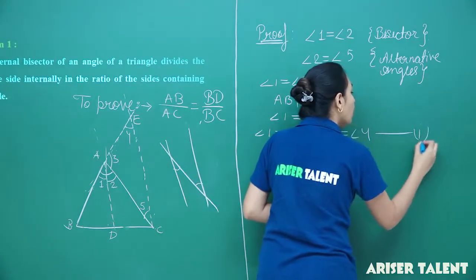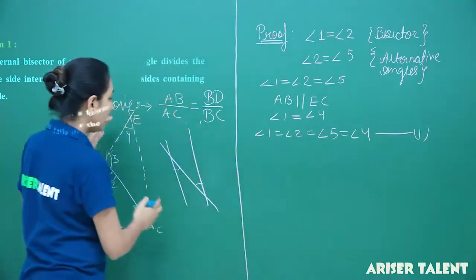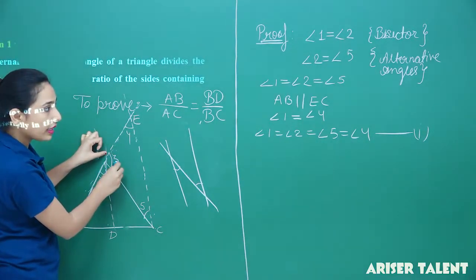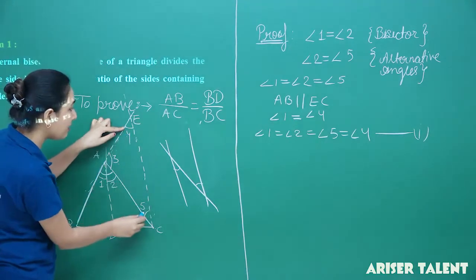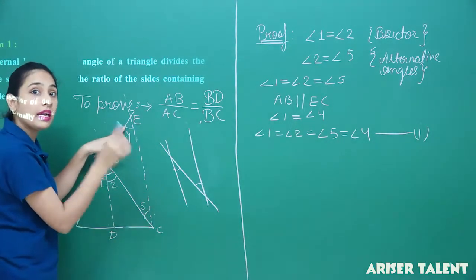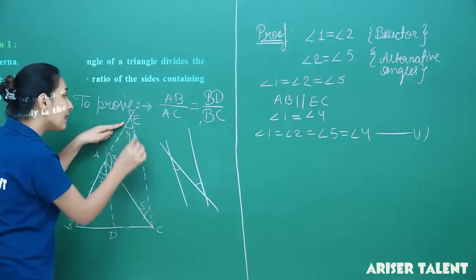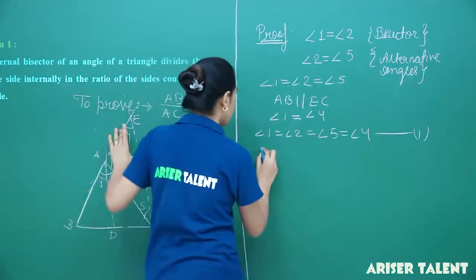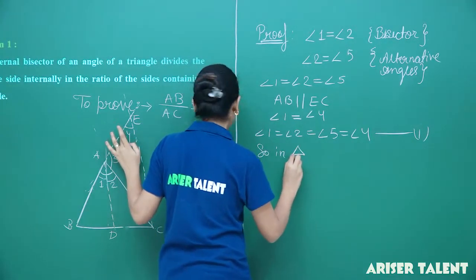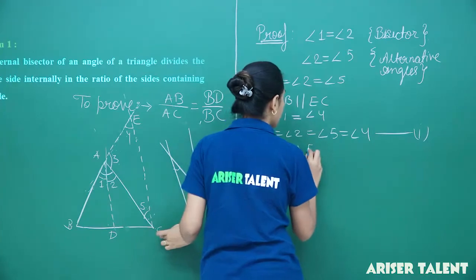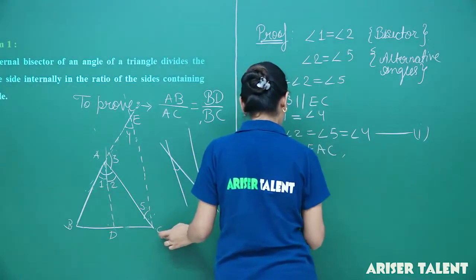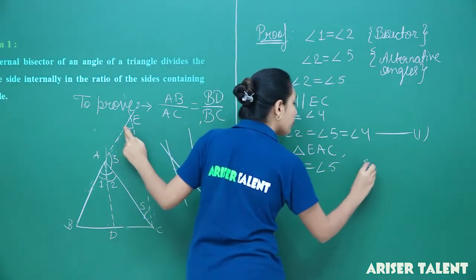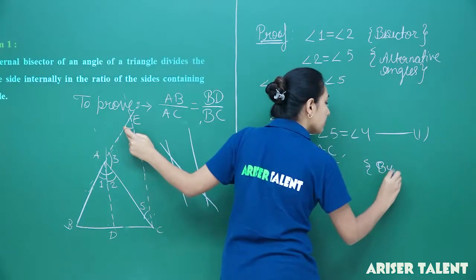From this you can say that in this triangle angle 4 is here and angle 5 is here. Angle 4 and 5 are equal. So, if these two angles are equal, these sides will also be equal. So, in triangle EAC, angle 4 equals angle 5 by equation 1.